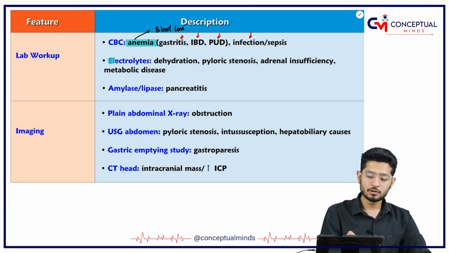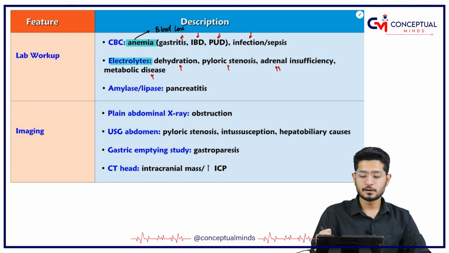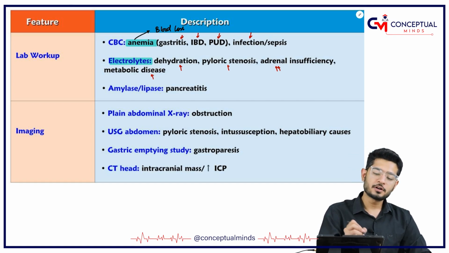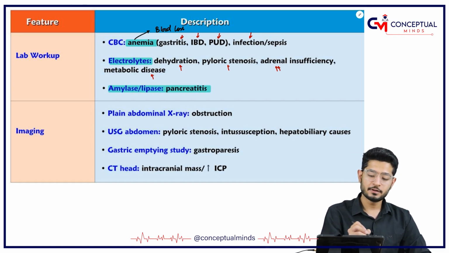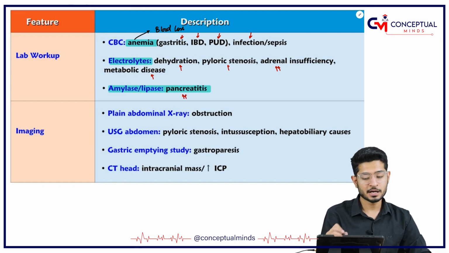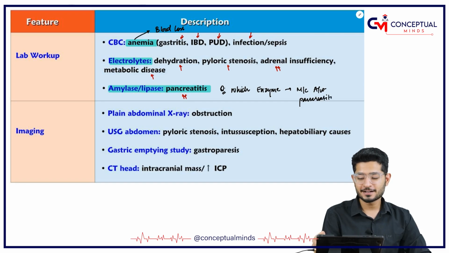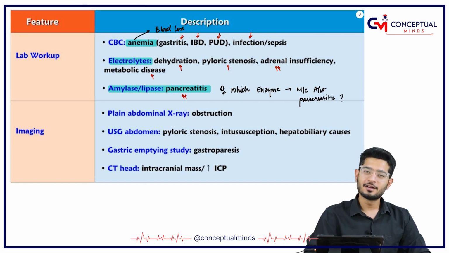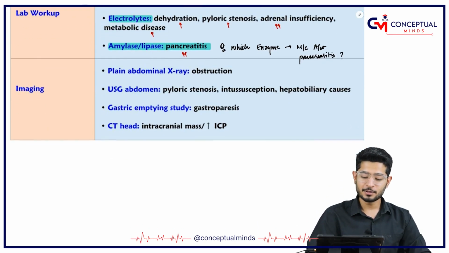Then you have to check the electrolytes, because they are associated with dehydration, pyloric stenosis, metabolic diseases, and of course with adrenal insufficiency also. And of course, please check your amylase and lipase level, that is going to be high in pancreatitis. And here comes a question: which enzyme out of amylase and lipase is most commonly associated with pancreatitis? I'm not going to write the answer to this question, and I'll wait for your reply in the comment box. After that, coming on to imaging.